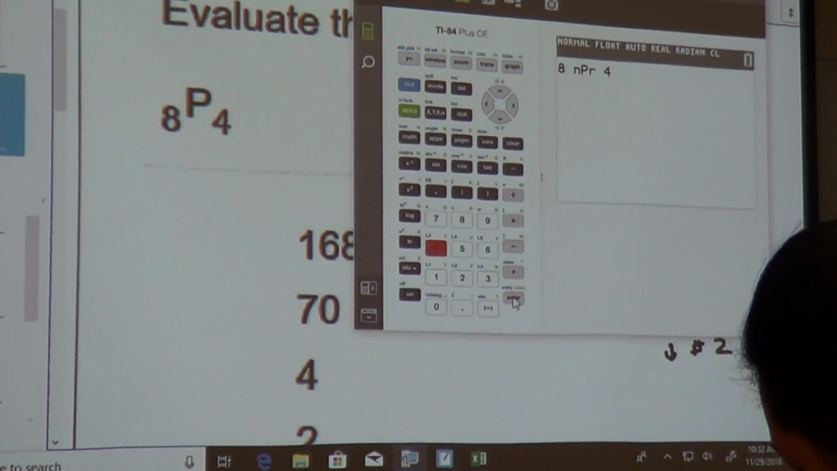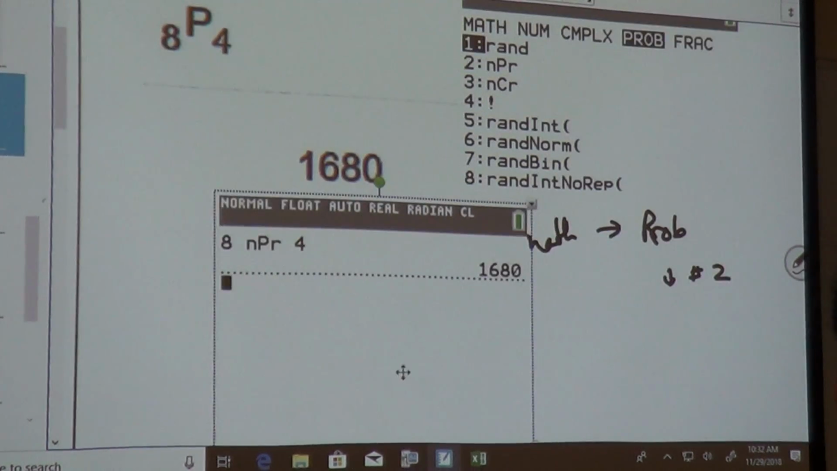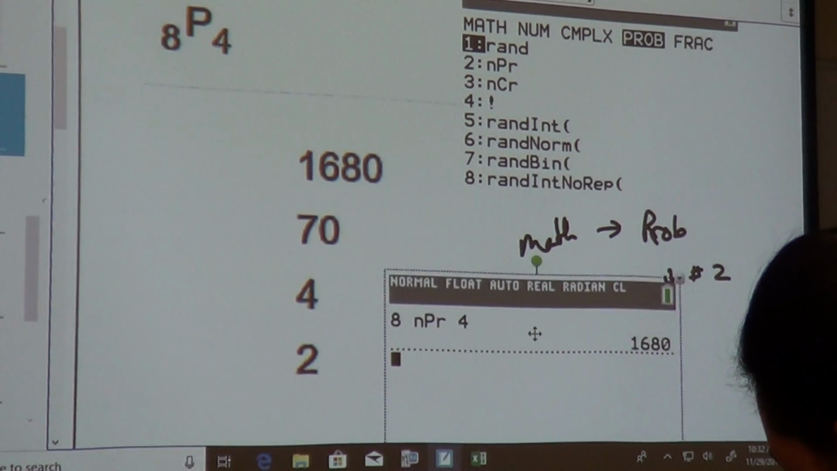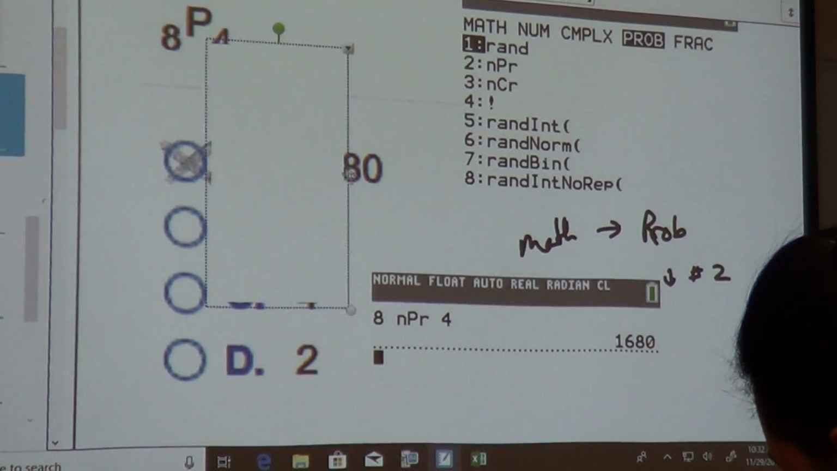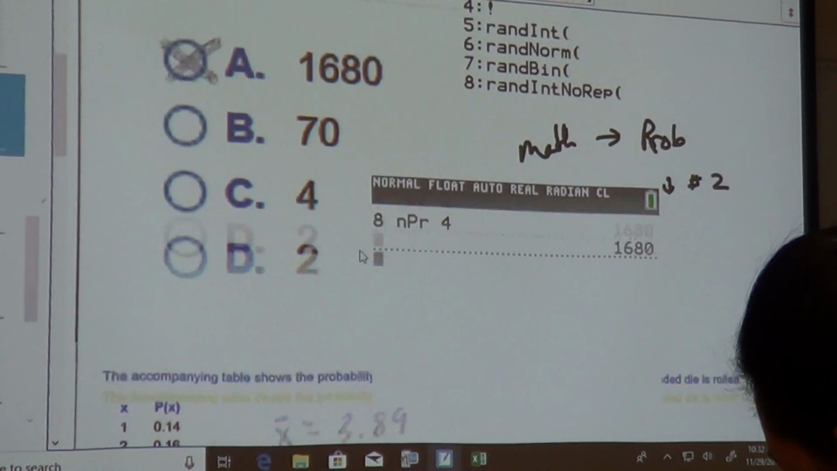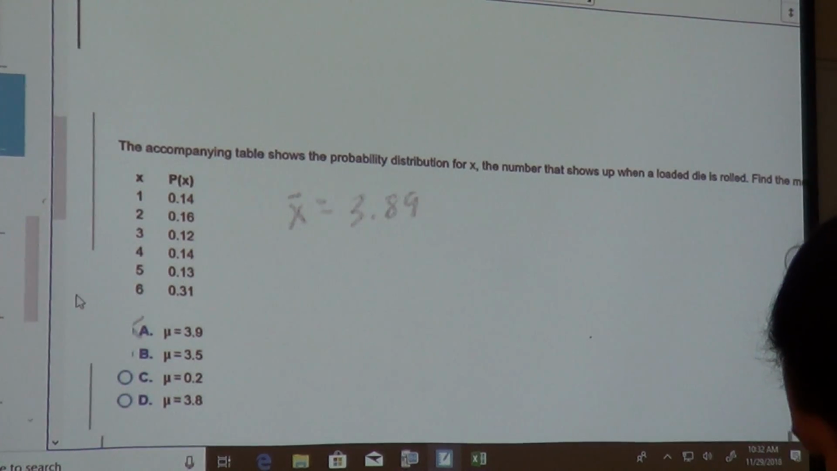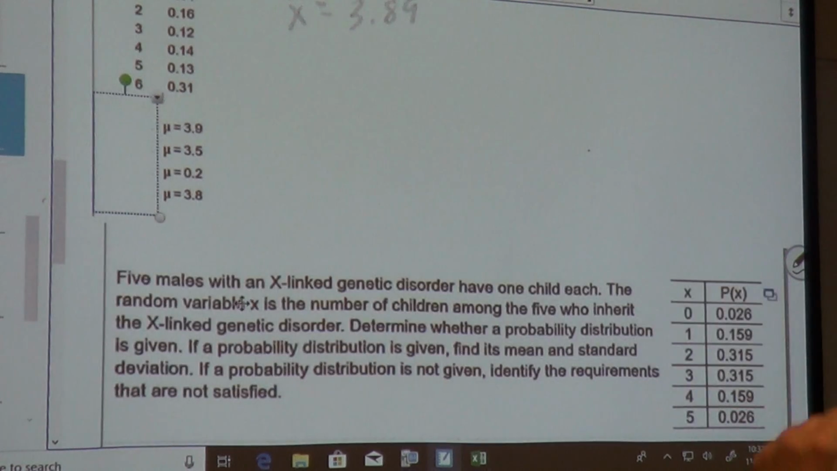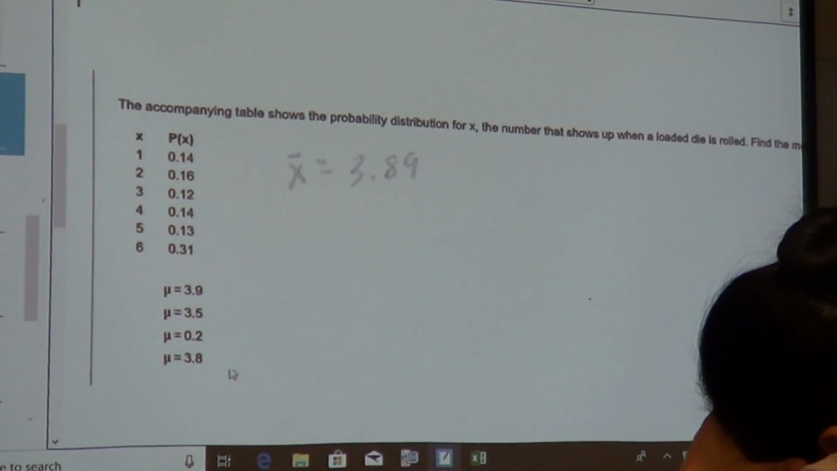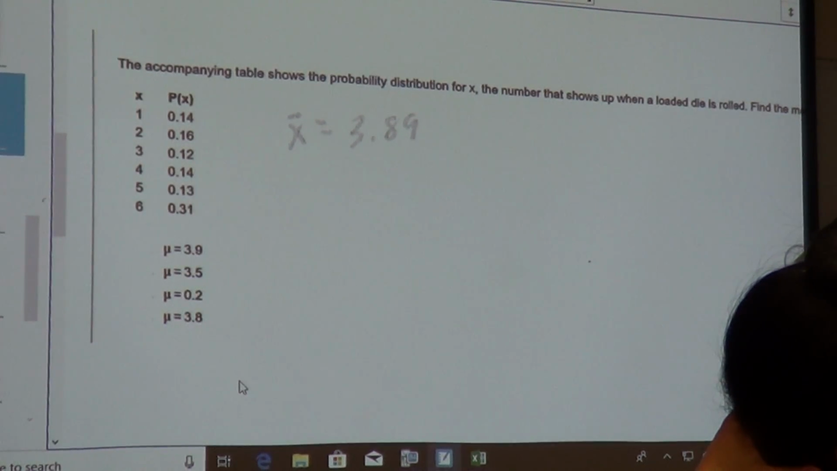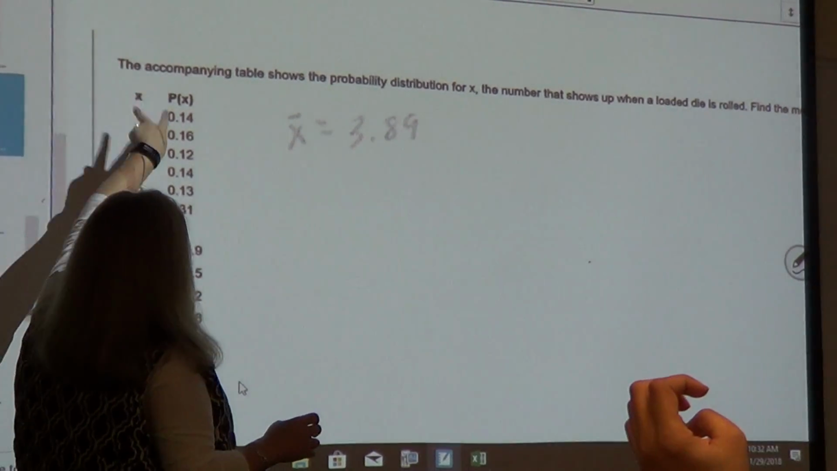And then I'll type in the 4. So you got this one that's just a plug and a chug. There it is. Math over to prob down to number 8. All right, the next one, it gives you these two things.